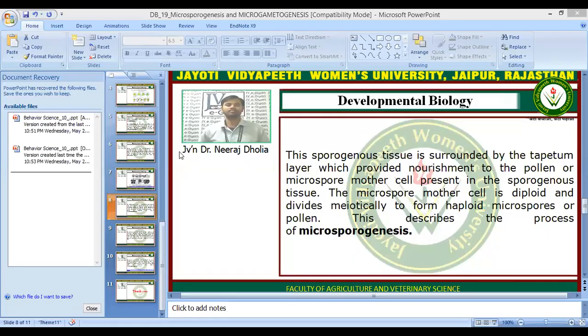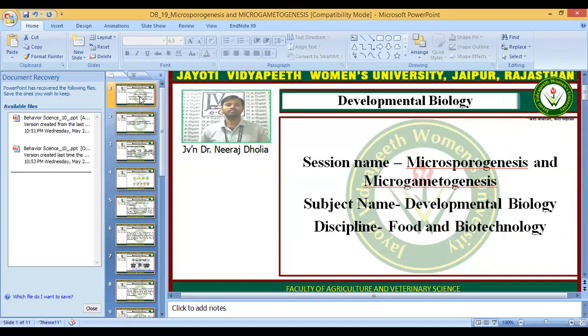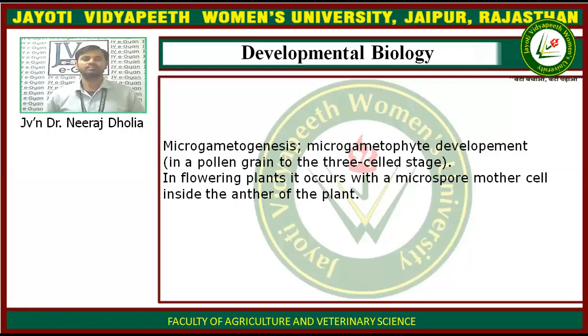So students, today we are going to discuss the topic which was incomplete in the previous lecture, microsporogenesis and microgametogenesis. This topic comes under the subject developmental biology. So let's start. Gametogenesis is the development of the gametophyte, the microgametophyte. And what is the microgametophyte? It is a three-cell stage in a pollen grain. That is known as the microgametophyte.